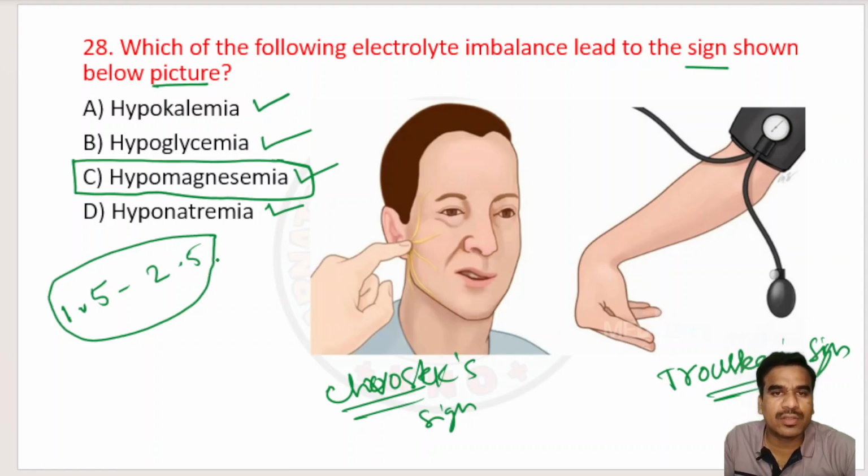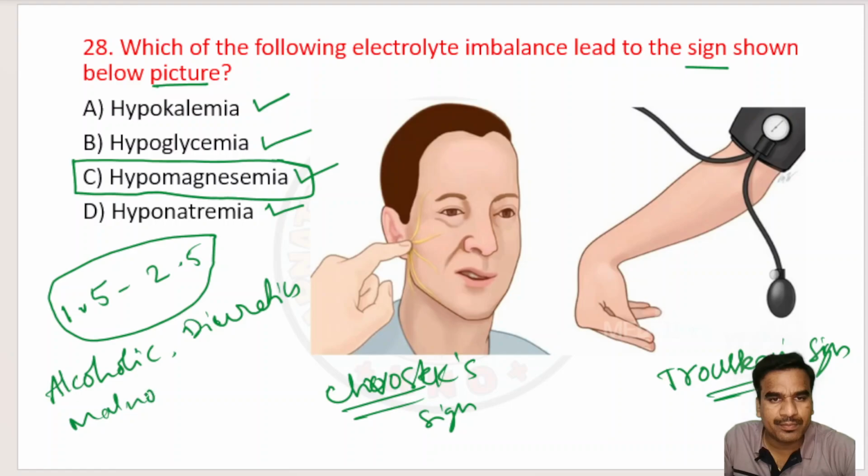So what are the causes of hypomagnesemia? Chronic alcoholism, then diuretic usage, then malnourishment. So these are the causes of hypomagnesemia. It leads to hypocalcemia. This is the Chvostek sign and this is the Trousseau sign.